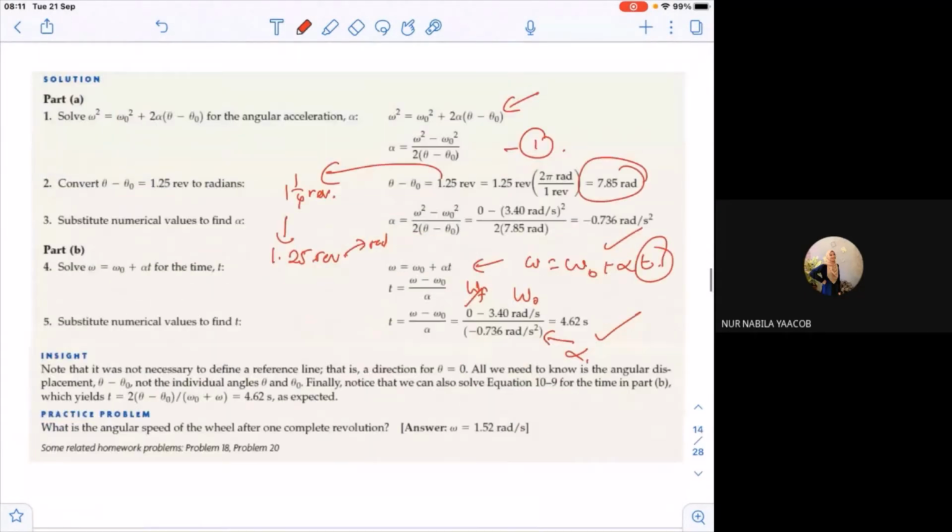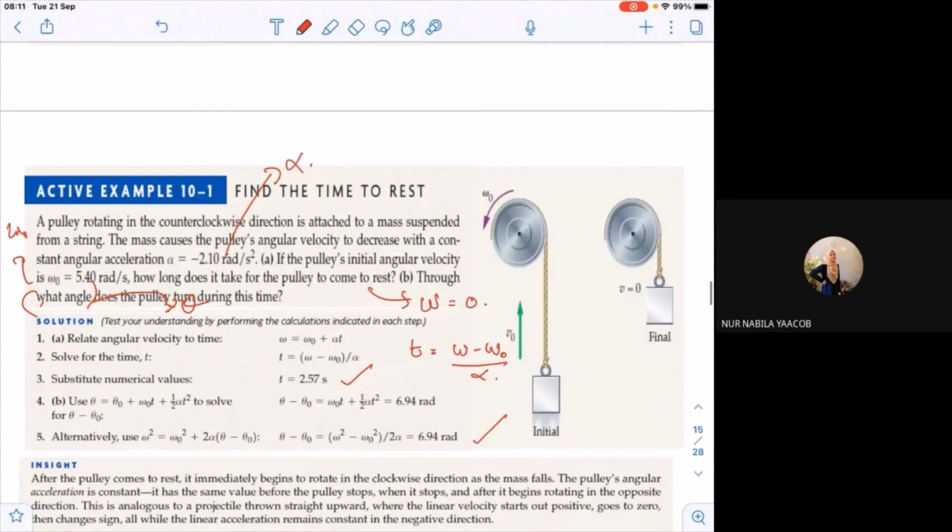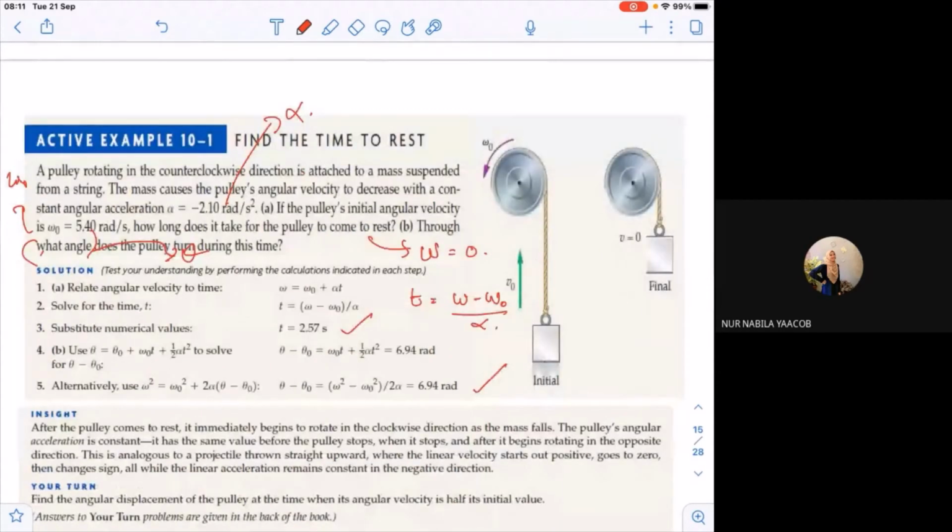Right. So these are also some examples. Okay, we have already done all the examples here.